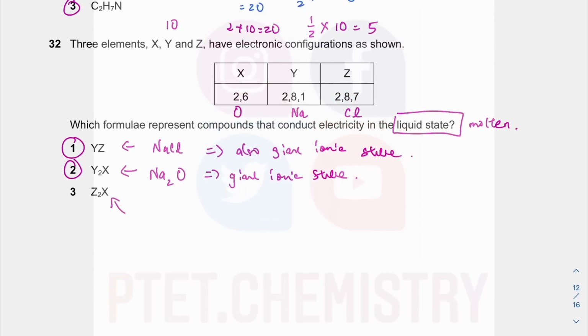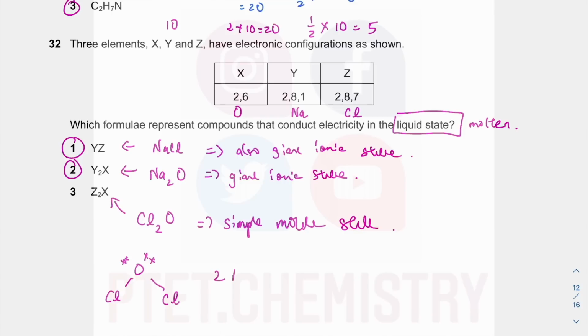Z2X is going to be Cl2O. Cl2O is a simple molecular structure, so you have between nonmetal and nonmetal. Actually, Cl2O looks like this. It's got 2 bond pair and 2 lone pair around the oxygen.